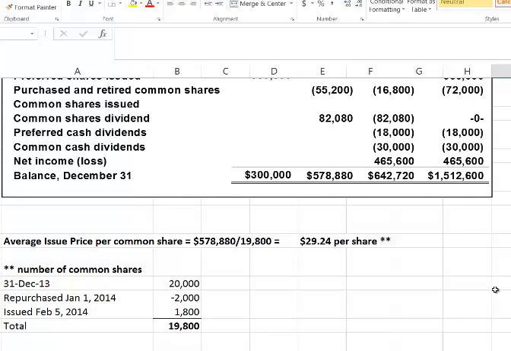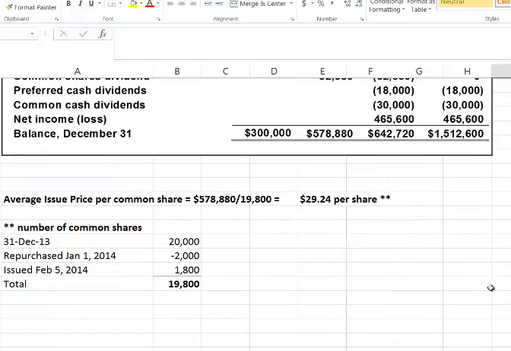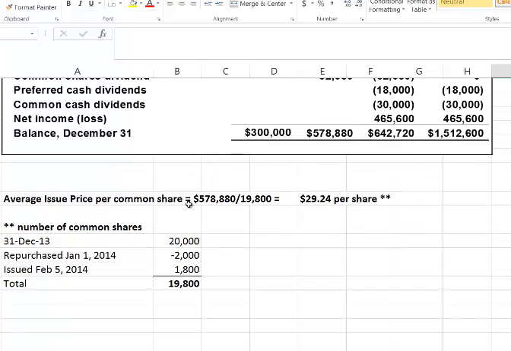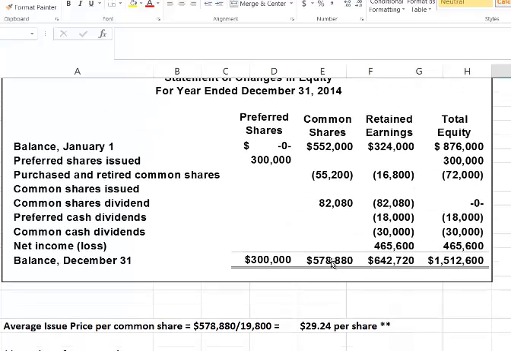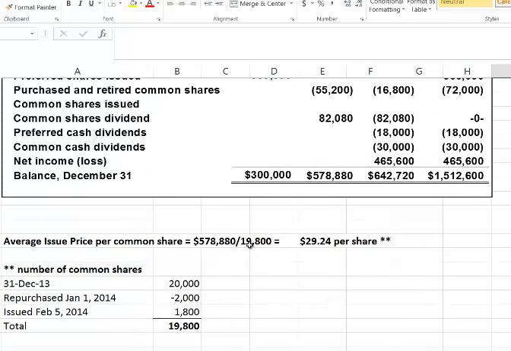I added that part in the question for you. You'll notice on the review sheet with the questions, I added this part. So in order to calculate the average issue price per common share, you have to take the ending balance in your common share account, which you can get from your statement of changes in equity as $578,880, and divide it by the number of common shares that are issued and outstanding, which happens to be 19,800. So how did we get that 19,800, you might ask?